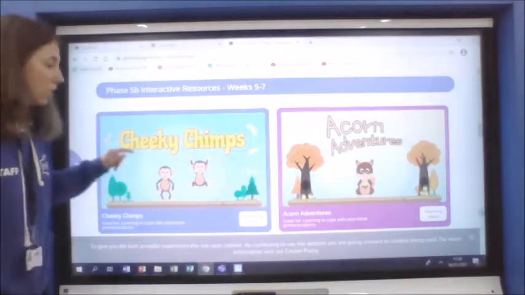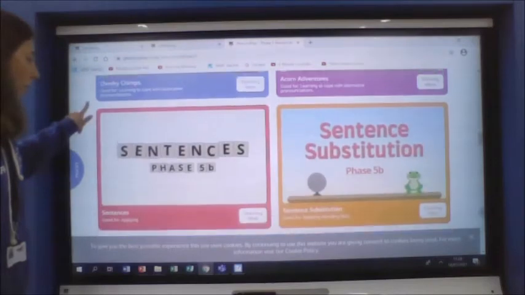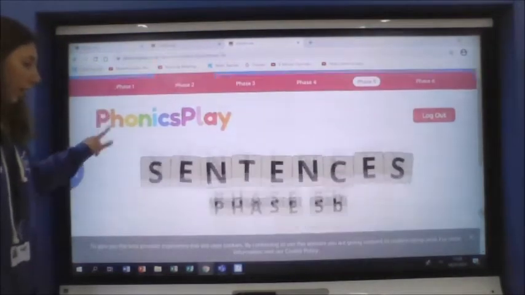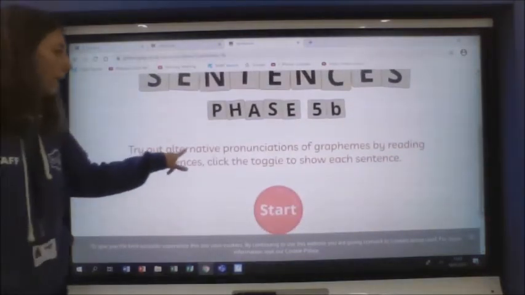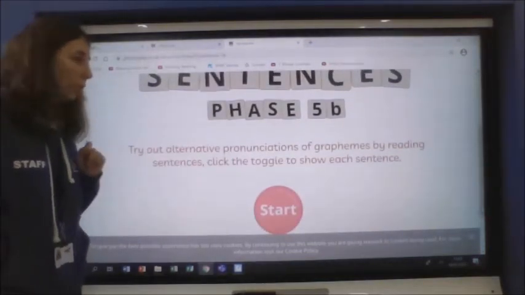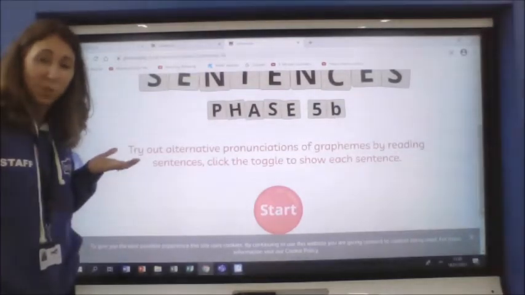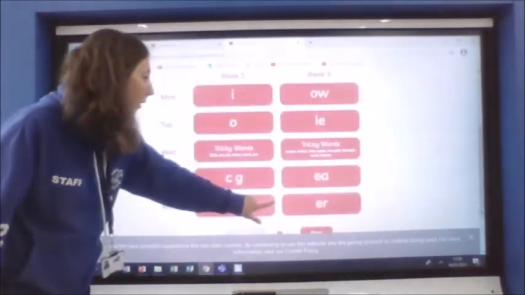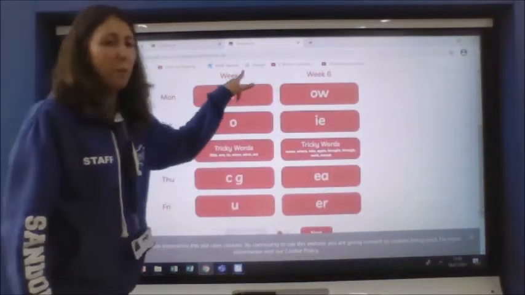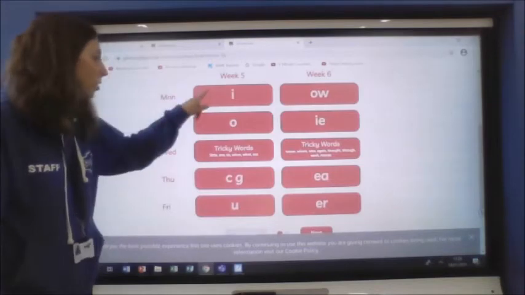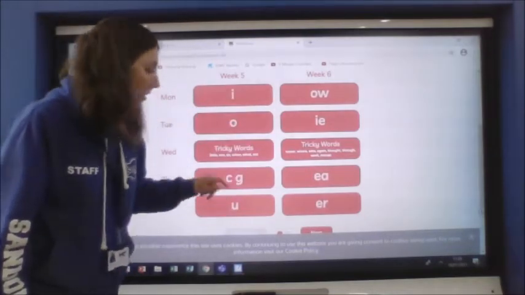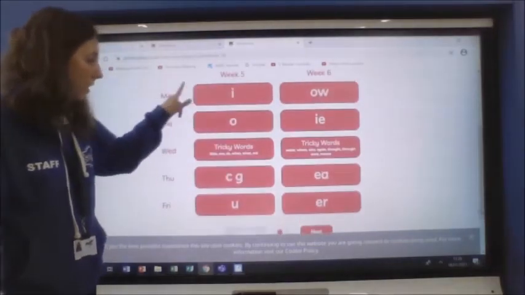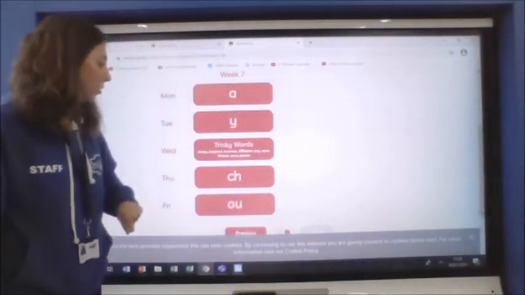You can see our Cheeky Chimps on our Acorn Adventures game, but then there's an activity called sentences. Okay. If we have a little look, it says try out the alternative pronunciations of the graphemes, and that's what we were thinking about all of last week and what we're also thinking about this week as well. Okay, and you can see it doesn't matter about the weeks at the top, we can just ignore that part. You can see some of the digraphs that we've had a little look at using last week and yesterday.